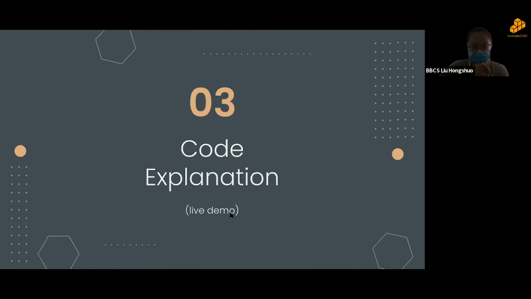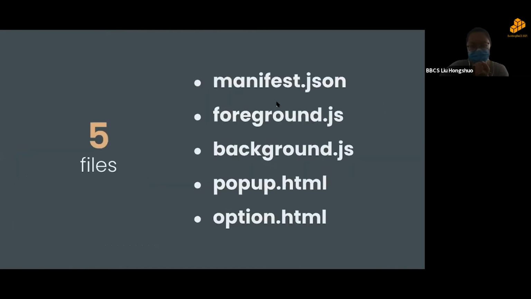Oh, wait, ignore the live demo here. I'm not doing this for this part. So we are having 5 files today: manifest.json, foreground.js, background.js, popup.html, and option.html. I will be showing the functions of the last 2 files during the live coding part. So for now, let's just take a look at the first 3.